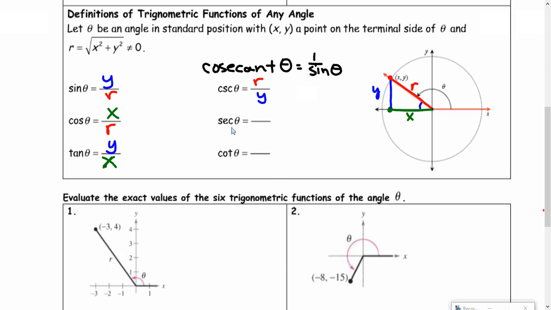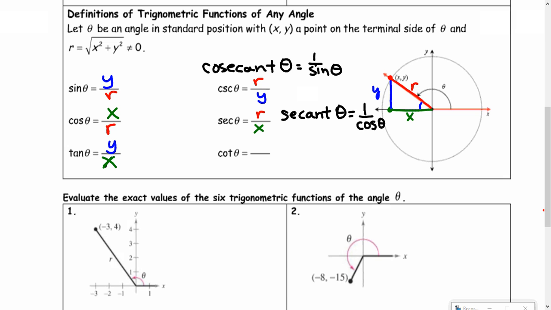The next one is the secant. I'm just putting it out so you can see how to spell it. So the secant is 1 over the cosine. The secant flips the cosine. So if the cosine was x over r, then for secant, the x is on the bottom and the r is on the top. I just flip them.